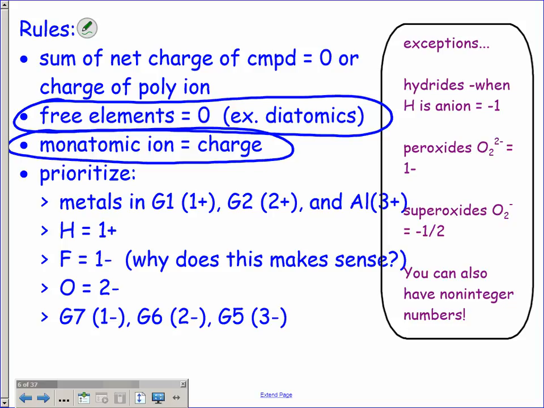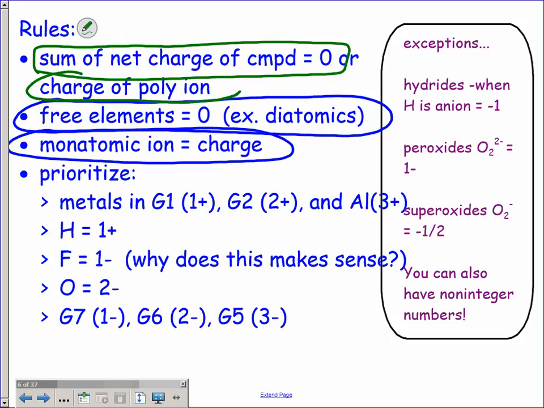So the sum of the net charge of a compound, if it's just a compound and not an ion, will always be 0. But if it's a polyatomic ion, the polyatomic ion's charge will equal the sum of all the oxidation states. Those are the general rules, and I think they make sense because they correlate to some of our ionic charges.